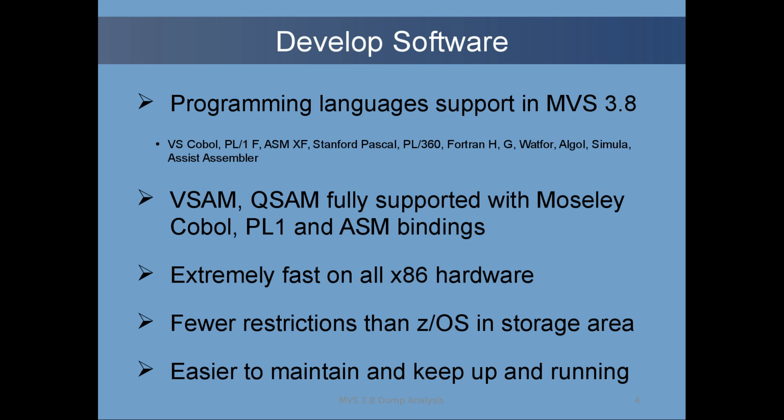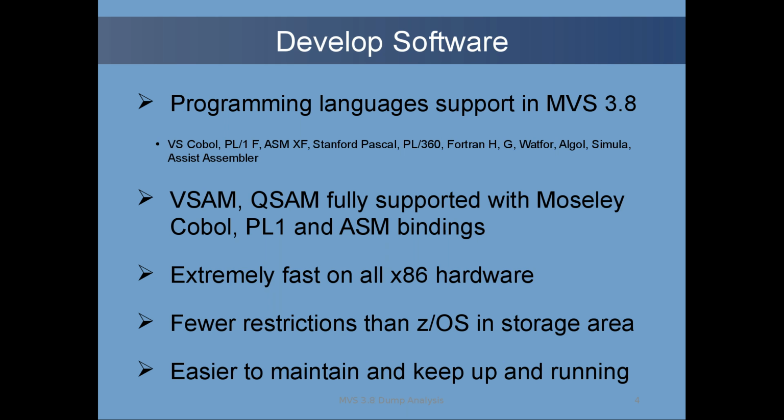Then we have the main subsystems, VSAM and QSAM, which are fully supported, so we can access VSAM from COBOL and PL/I and assembler if you use Jay Moseley's binding, so that works. Finally, MVS 3.8 runs very, very fast on x86 hardware. I'm not sure how fast z/OS would run on x86 hardware because there's so much more code path for Hercules to execute to run a z/OS environment than you would have with MVS 3.8. So you need a smaller machine, or you can run things much faster with MVS 3.8.